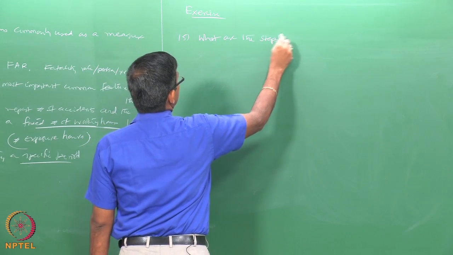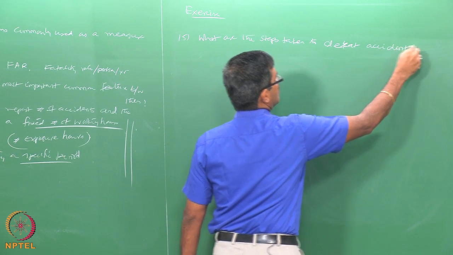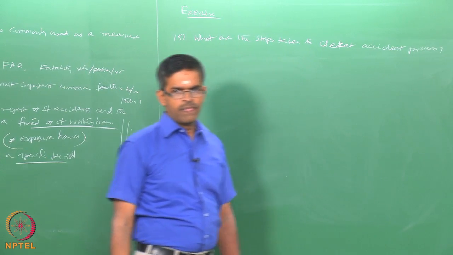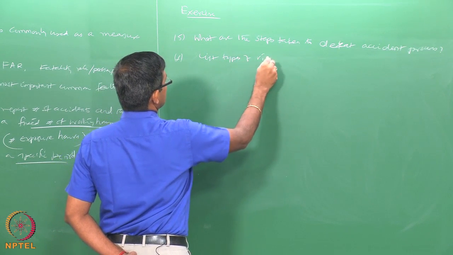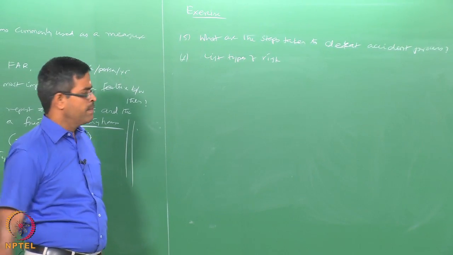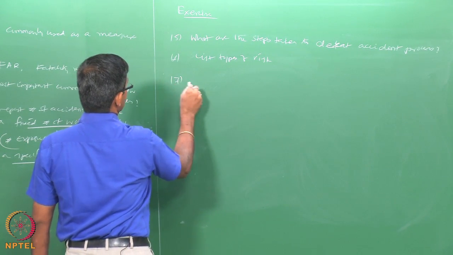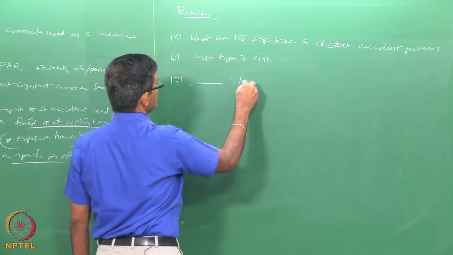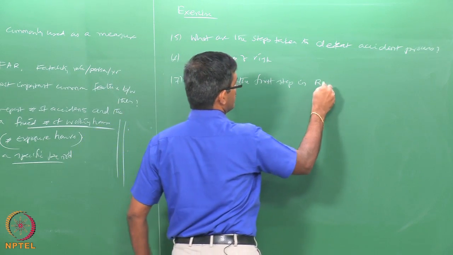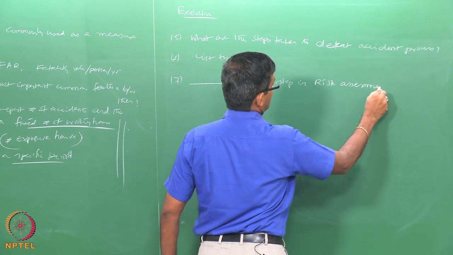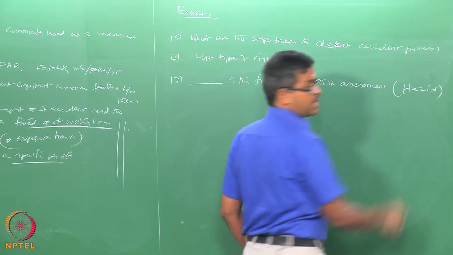What are the steps taken to defeat an accident process? List types of risk. Let's say dash is the first step in risk assessment. What could be the first step in risk assessment? It is hazard. You have to identify the hazards first.